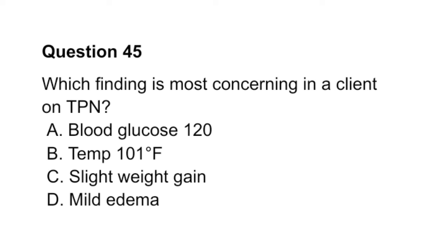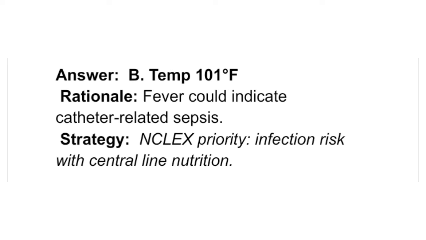Question 45. Which finding is most concerning in a client on TPN? A. Blood glucose 120. B. Temp 101 degrees Fahrenheit. C. Slight weight gain. D. Mild edema. Answer: B. Temp 101 degrees Fahrenheit. Rationale: fever could indicate catheter-related sepsis. Strategy: NCLEX priority, infection risk with central line nutrition.